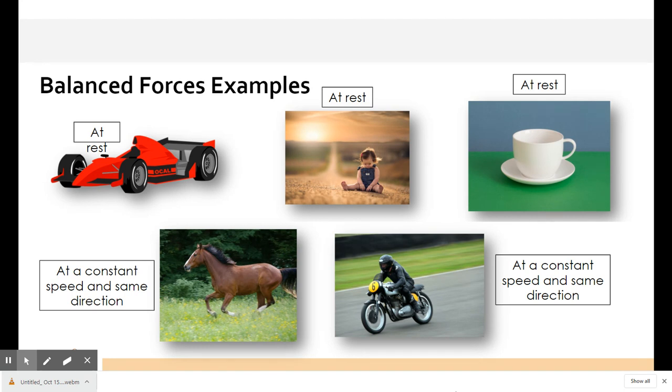Okay, look at the picture of the horse there, a horse galloping at a constant speed. That means a speed that's not changing and moving in the same direction where it's not changing. That's actually a balanced force. Same with this motorcyclist. If the driver is moving at a constant speed, like 70 miles an hour, going in the same direction, that's a balanced force because it's staying the same.